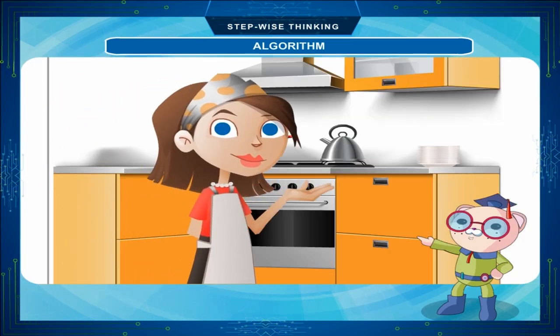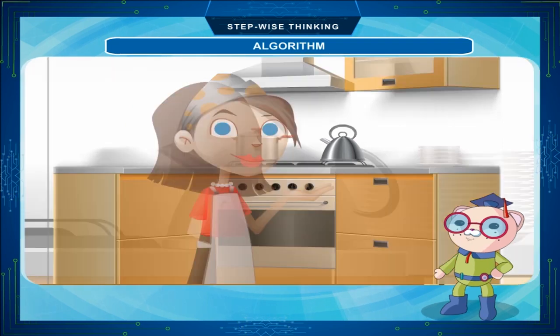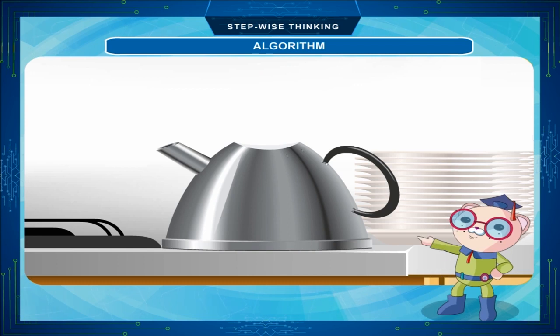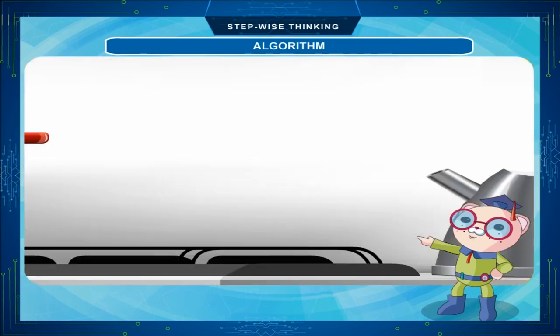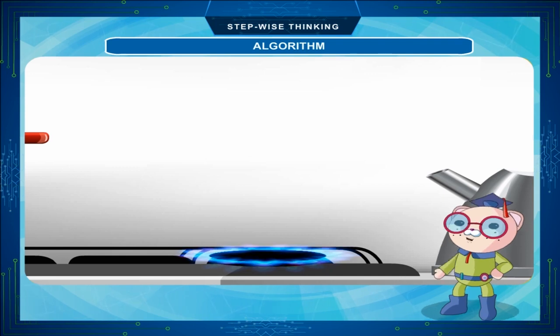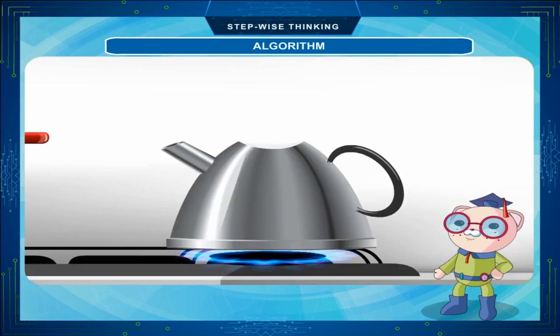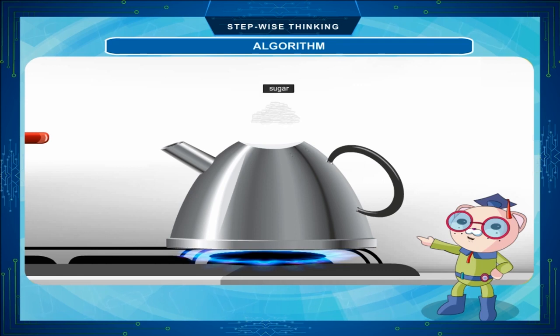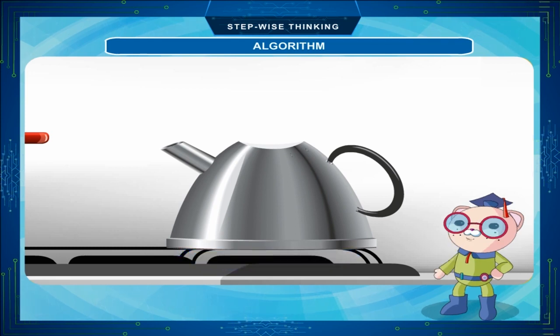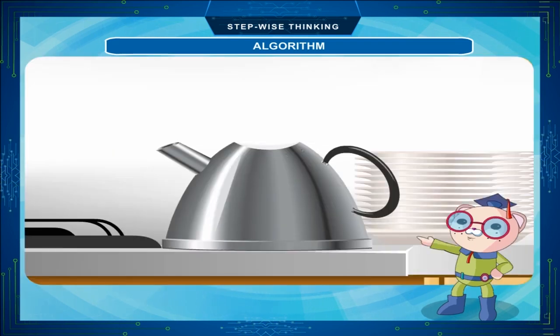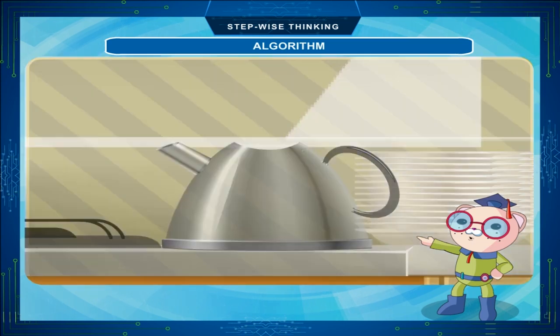Step 1. Go to the kitchen. Step 2. Take the required quantity of water in a kettle. Step 3. Turn on the gas stove. Step 4. Put the kettle on the gas stove. Step 5. Wait for the water to boil. Step 6. Put sugar, milk and tea leaves into the boiling water. Step 7. Wait for the water to boil again. Step 8. Turn the gas stove off. Step 9. Remove the kettle. Step 10. Pour tea in cups through a tea strainer.